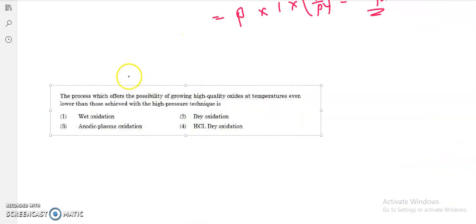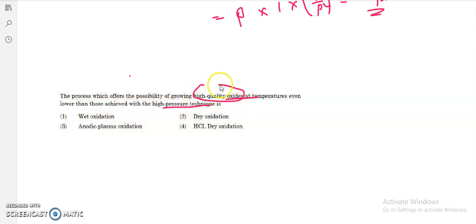And now coming to the next question: the process which offers the possibility of growing high quality oxides, at temperatures even lower than those achieved with the high pressure technique. So always the high quality oxides can be obtained with the help of dry oxidation only. It is a theory bit, you have to remember that dry oxidations are responsible for the high quality oxides.